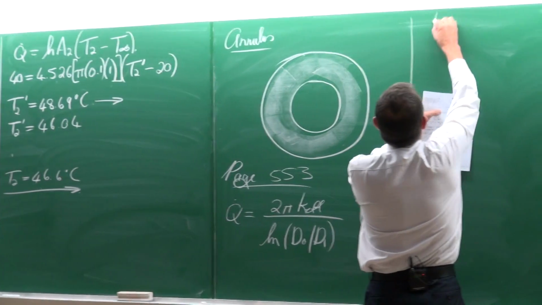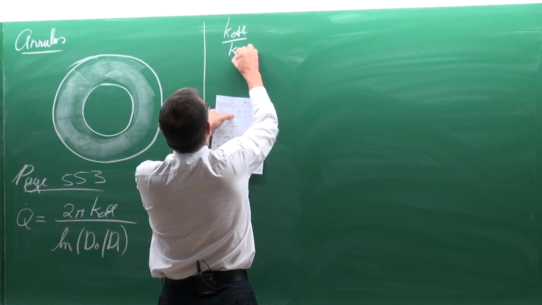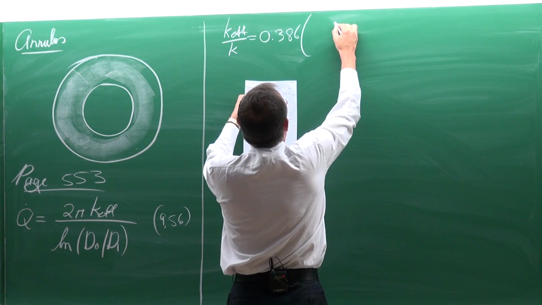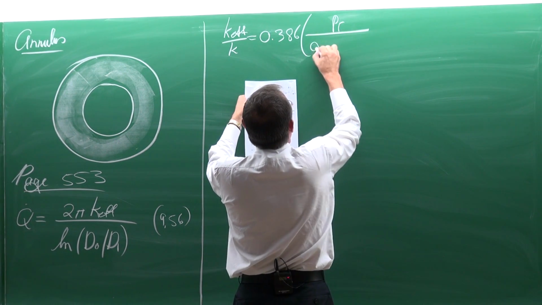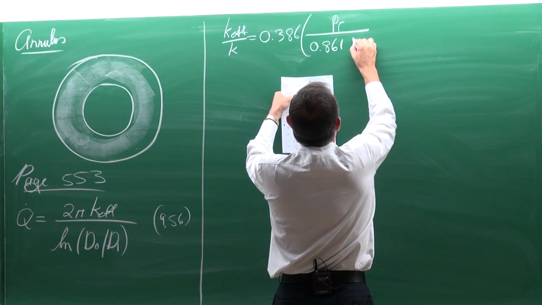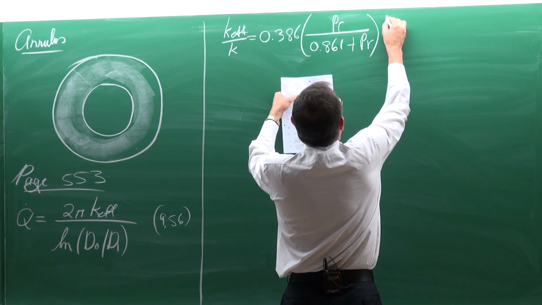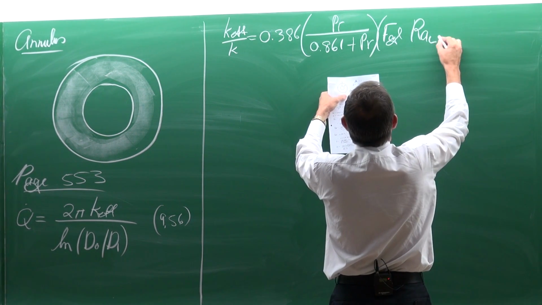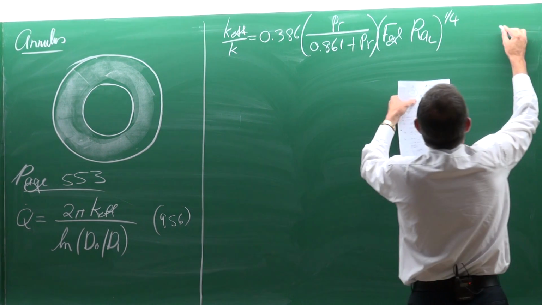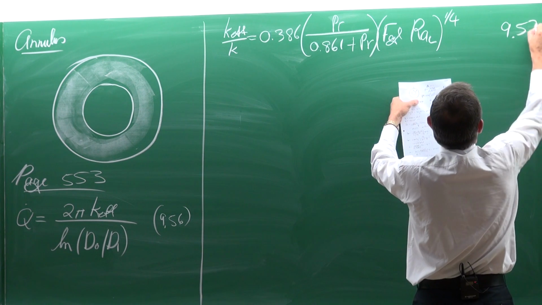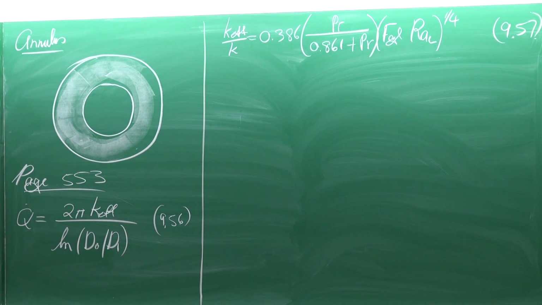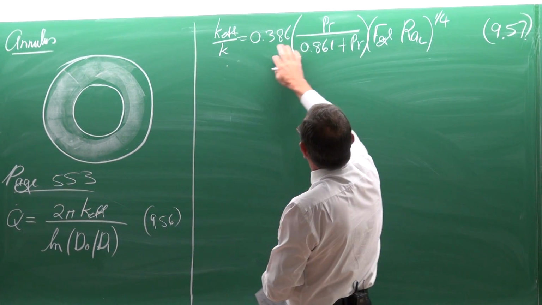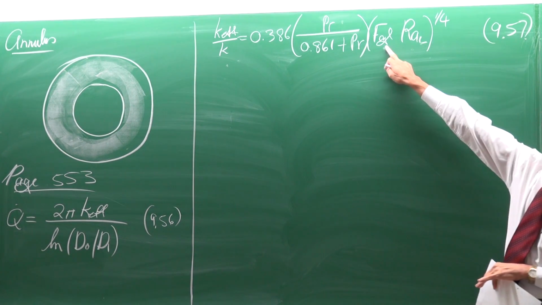Then it also gives that k effective divided by k is equal to 0.386 multiplied by Prandtl divided by 0.861 plus Prandtl, everything multiplied by F cylinder multiplied by Rayleigh L, everything to the quarter. And that is equation 9.57 in your textbook. So we can now immediately see that there's a k effective that we can determine. Now here's something new, F cylinder.